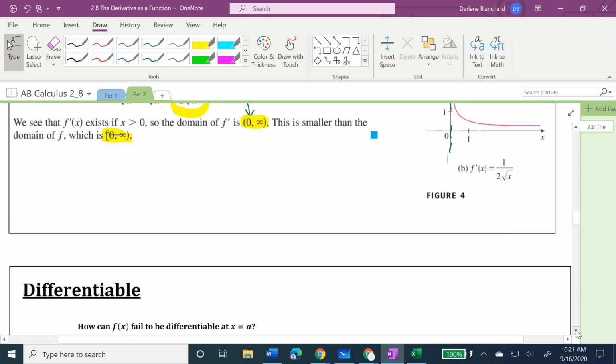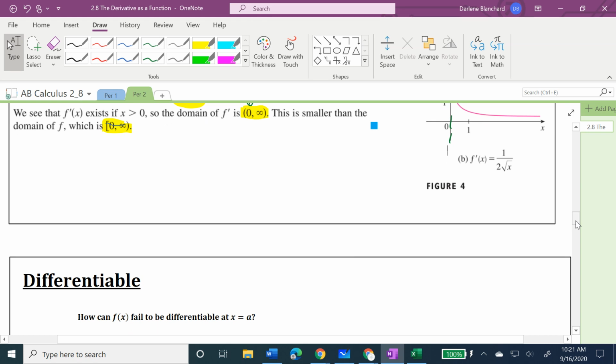And the word differentiable, we'll use that a lot. So my question is, how can f of x fail to be differentiable at x equals a? There are 3 ways. We just saw one of them. This is what I like to consider the does not exist continuum, from the concept of what makes a limit not exist to what makes a function not differentiable at a point.